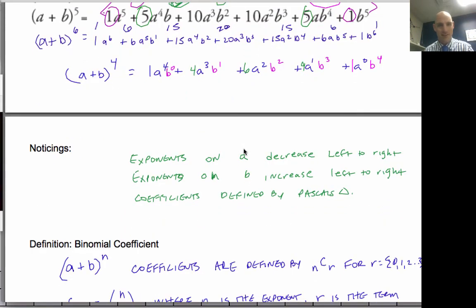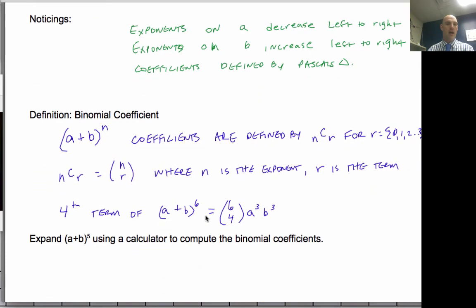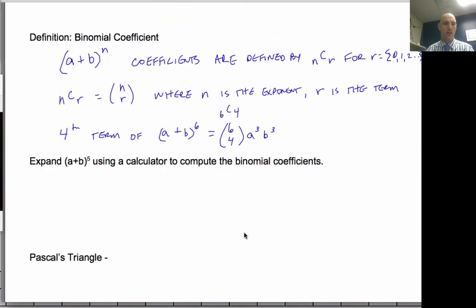You could find any of these, guys. You could find any of these. And so my fourth term of a plus b to the sixth should be 6 choose 4. So this is 6c4, a to the third, b to the third. Okay?